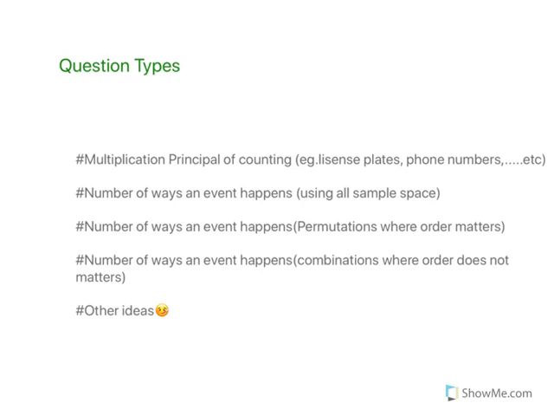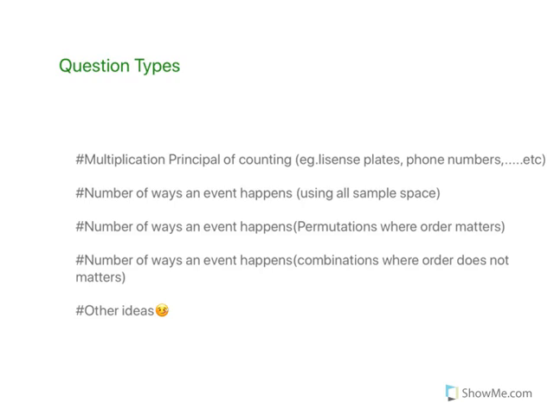The next one is number of ways an event happens using all the sample space. To explain this, for example, if I want you to seat 5 people on 5 chairs, that means the number of people is equal to the number of chairs, so we have to use them all every time.